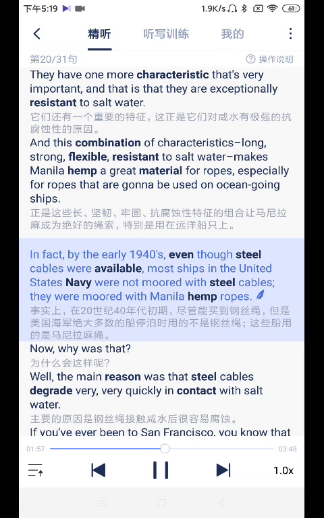In fact, by the early 1940s, even though steel cables were available, most ships in the United States Navy were not moored with steel cables. They were moored with manila hemp ropes. Now, why was that? Well, the main reason was that steel cables degrade very, very quickly in contact with salt water.